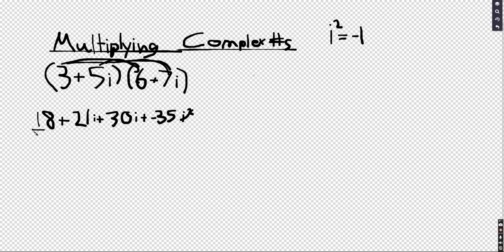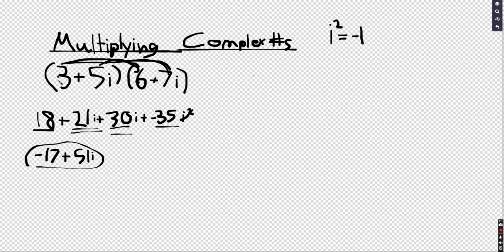So now let's combine like terms. 18 plus negative 35 is negative 17, plus 21i plus 30i, which is 51i.